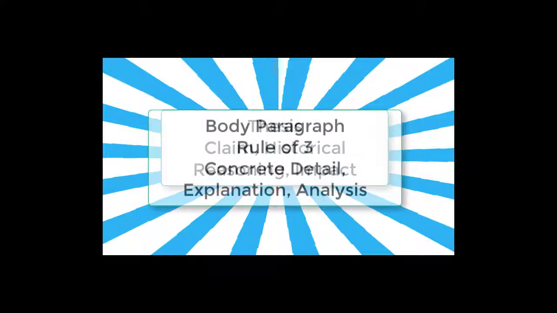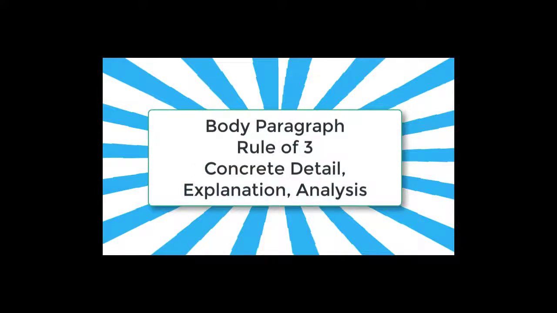When you get into your body paragraphs, make sure that you have a topic sentence followed by the rule of three. Rule of three basically means you're going to have the repetition of three blocks of arguments. The blocks are this: concrete detail, explanation, and then analysis of that concrete detail to back up your argument. You're going to do that block 3 times in your body paragraph. And that's basically all you have to do in order to support a main argument.